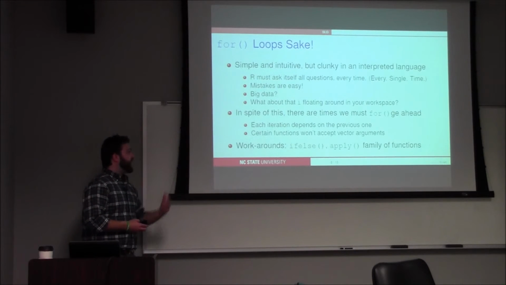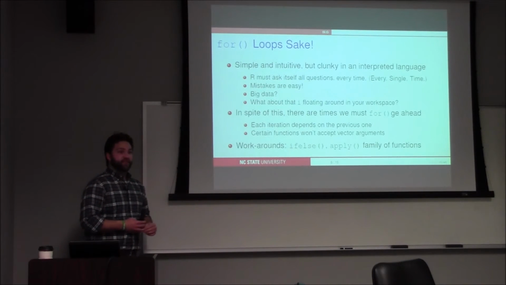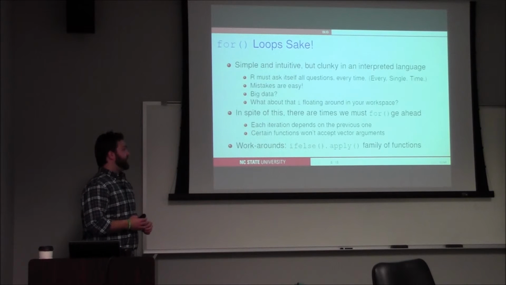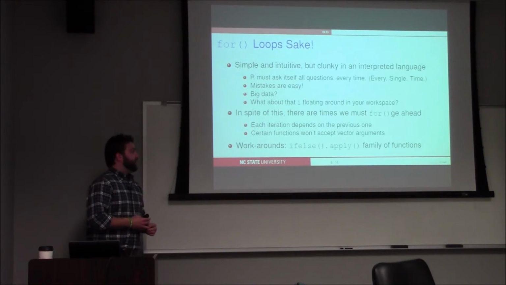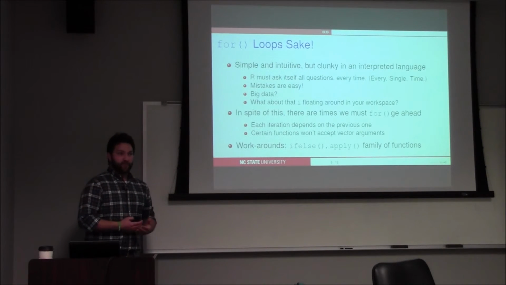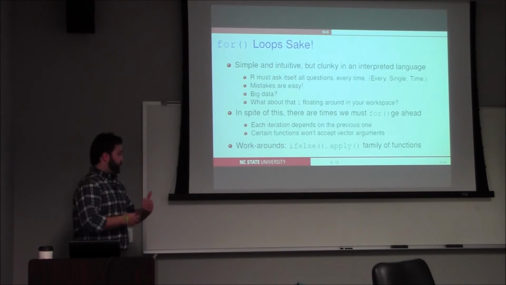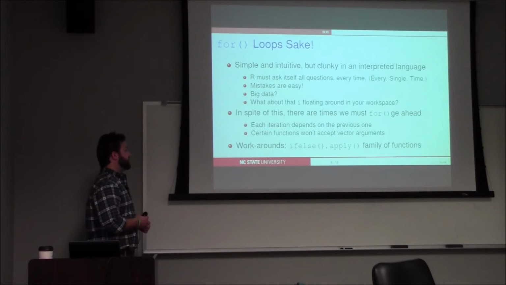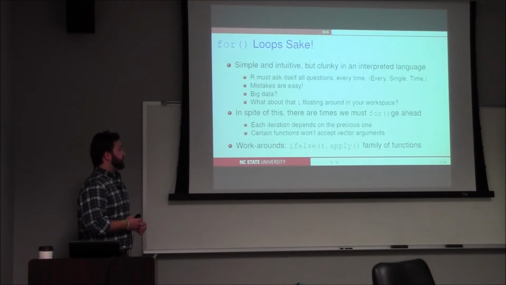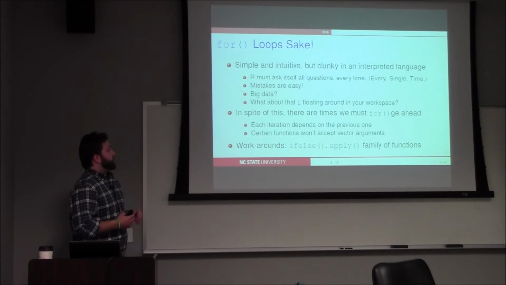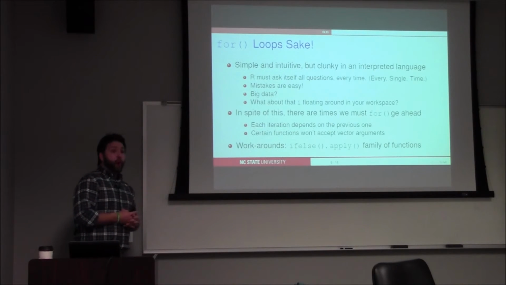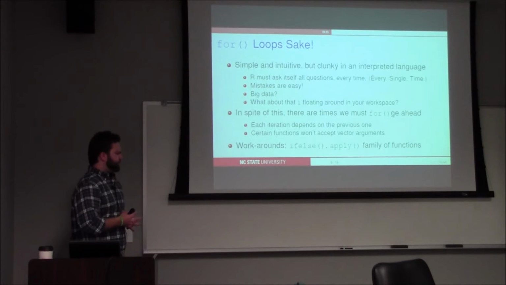For example, what about a time when each iteration depends on the previous one? Suppose you were wanting to write an R program that computed Fibonacci numbers for you. So you've got something that's recursive, and each iteration depends on the previous one, or perhaps the two previous ones in the case I just listed. Doing that with something other than a for loop can be quite tricky. There are ways to do it.